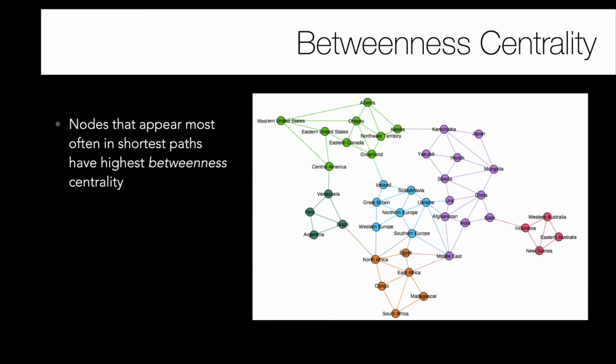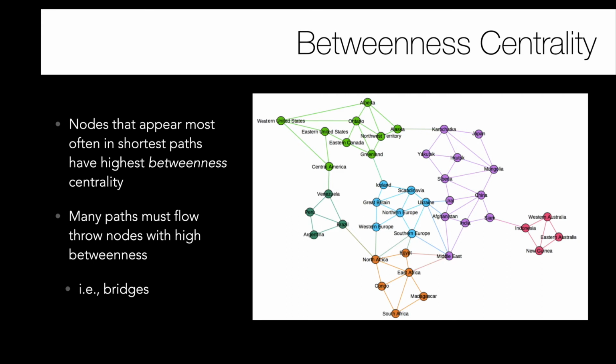The last kind of centrality we'll talk about is this idea of betweenness centrality. So nodes that have high betweenness centrality are nodes that appear most often in shortest paths between any two nodes in the graph. That means that if you have any two nodes in the graph, their shortest path must flow, or is much more likely to flow, through a node that has this property of having high betweenness centrality. So this is a way of essentially identifying nodes that act as bridges.